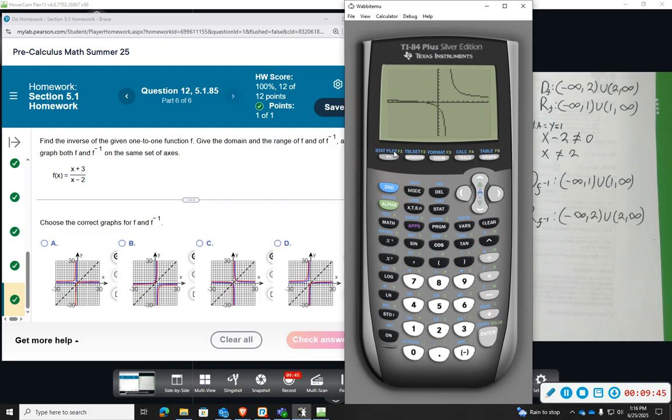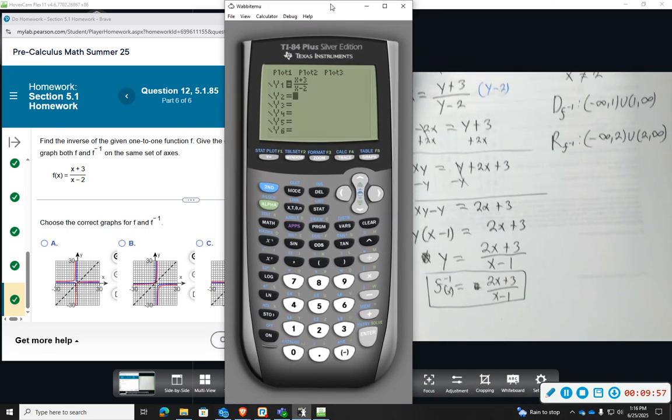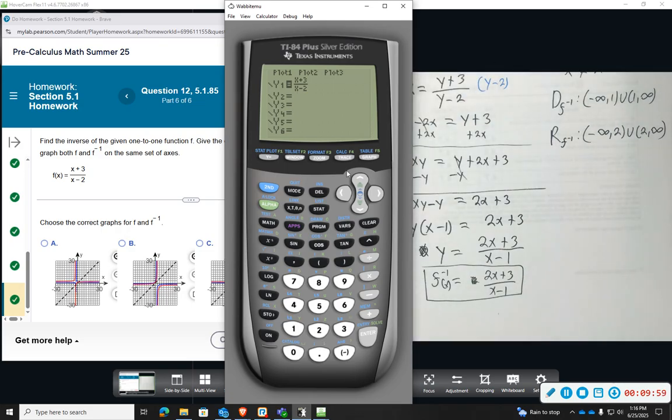All right, now I'm going to add the inverse. So I'm going to go y equals, go down to y2, and add the inverse function. The inverse function we have here at the bottom is 2x plus 3 divided by x minus 1. Alpha, y equals, enter. And we're going to say 2x plus 3 over x minus 1. All right, let's graph.